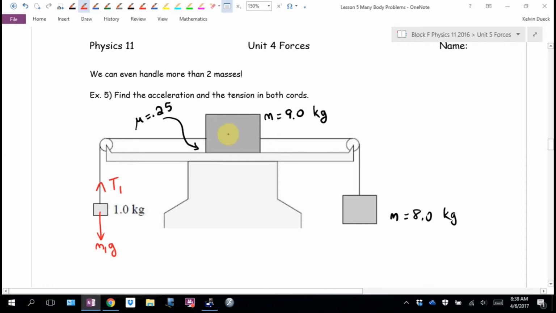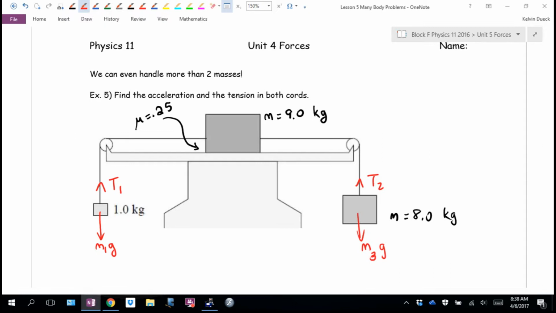I'm going to come to the middle mass in a second. I'm going to call that mass 2. Let's do the right-hand mass. What are the forces acting on it? Get the obvious one. And I'm going to call that right-hand mass, mass 3. What else? Is that a different rope? I'm going to call it tension number 2. You okay with that?